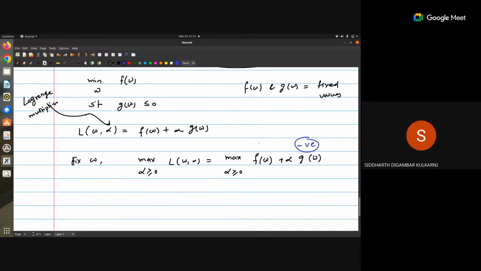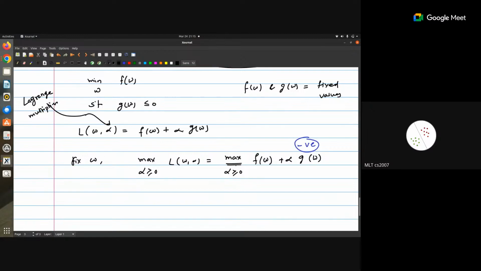It will be minus infinity. No, the maximum will be f of w when alpha is 0, when g of w is negative. Minus infinity will be the minimum value, no? Achha, minimum value. And you're talking about the maximum, which will be f of w. Yeah, right? I thought you were talking about this maximum.